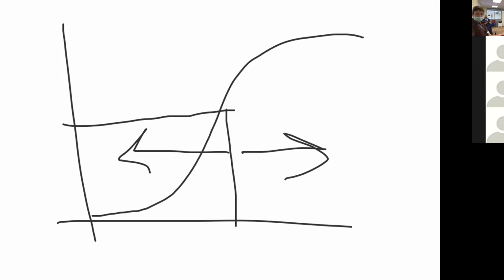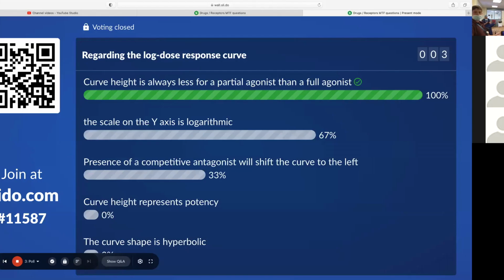Cool. What else did we have on here? Curve height represents potency. So no, we said the position, the left or right shift of the curve, represents potency, and the curve shape is hyperbolic. Not true for the log dose response curve, but it is true for the dose response curve. So just be clear in questions which ones they're talking about, because they may ask you questions about a dose response curve where everything will be true except for the shape of the curve. So ED50 will still be moved to left or right depending on potency of the drug, but it would just look like a different shape. Yes. Cool. That's all I've got.